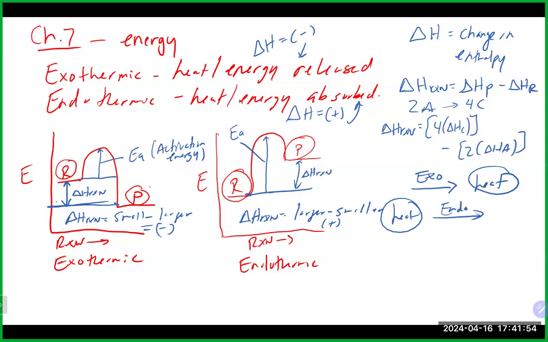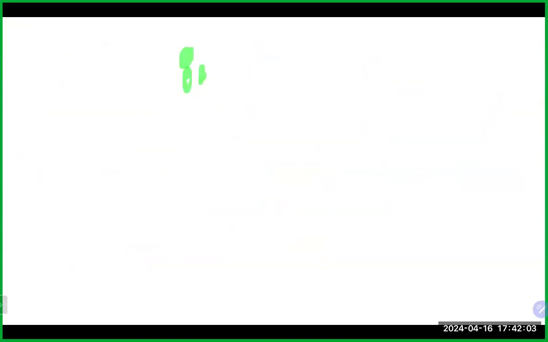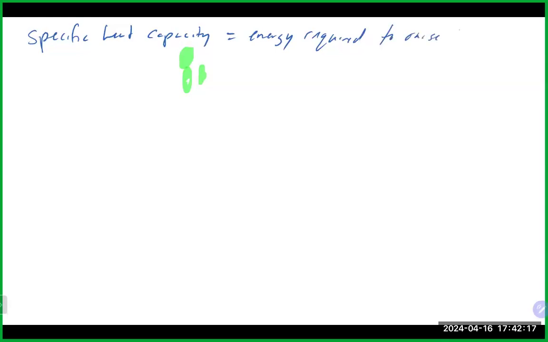We then talked about, I believe, specific heat and specific heat capacity. The specific heat capacity is the amount of energy required to raise 1 gram of a substance by 1 degree Celsius. And these are the guys that have basically 3 types of units.